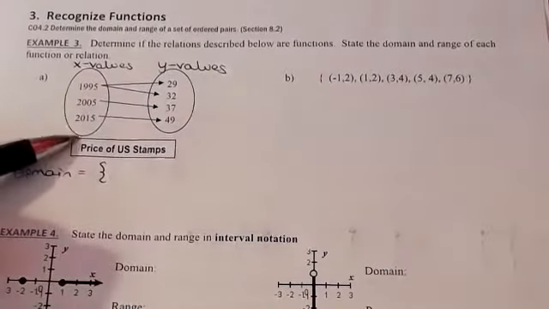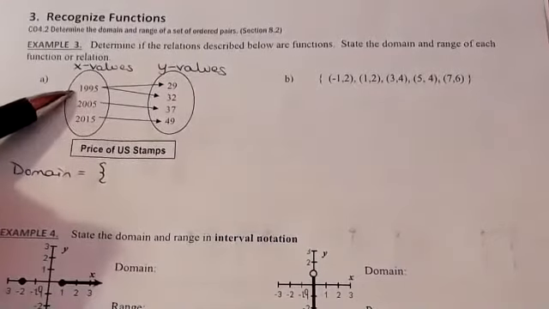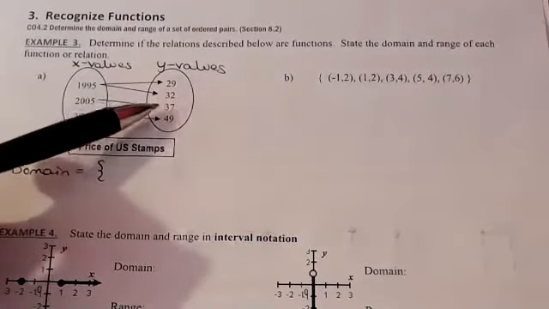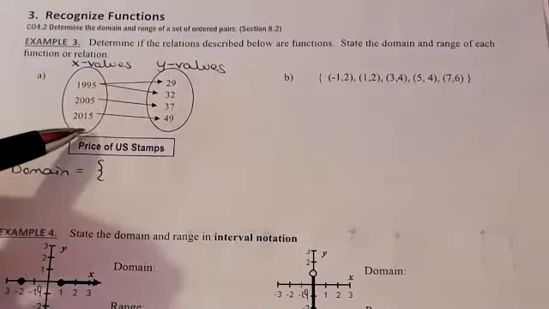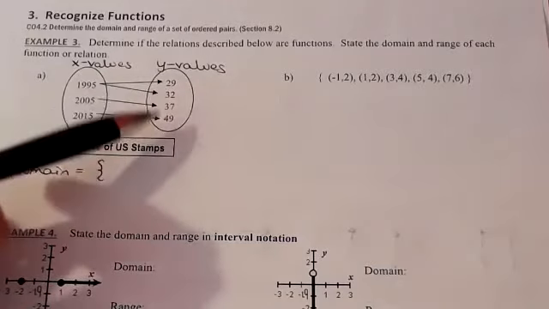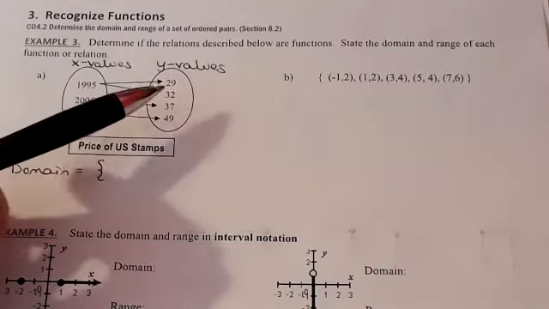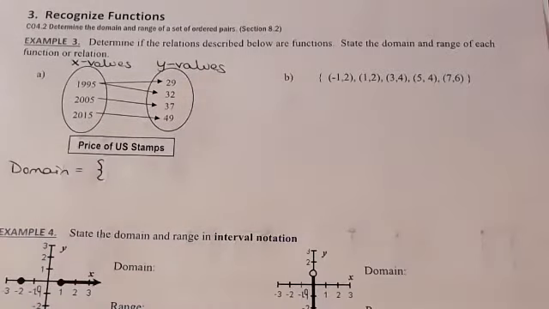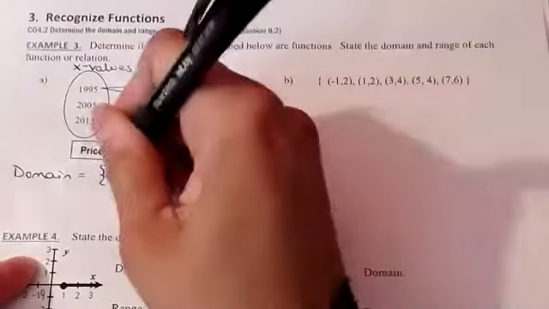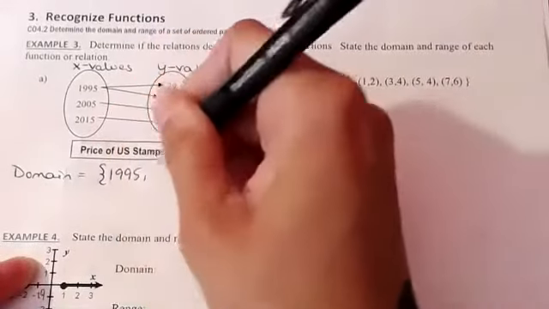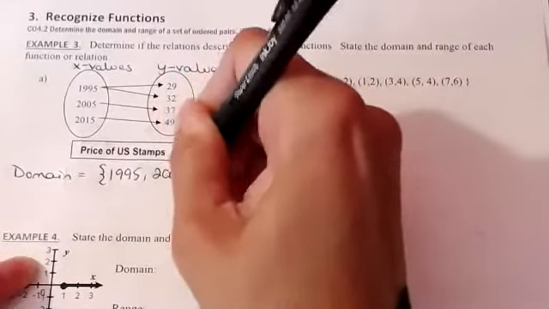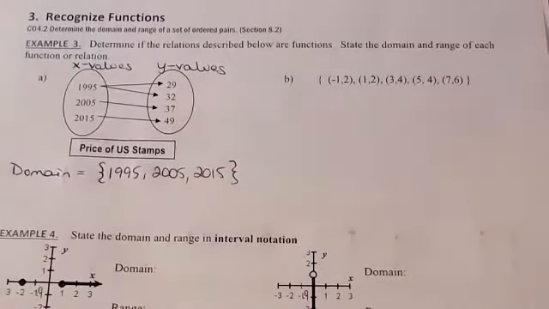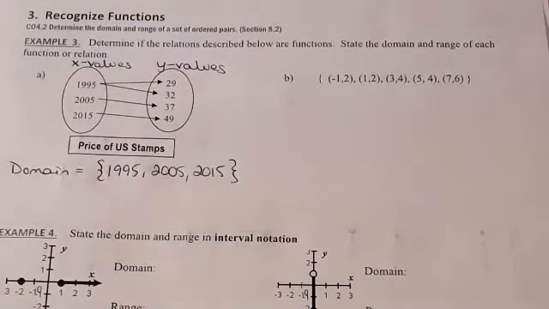I do want to make a comment that your domain, your input, your independent variable will always include time. You see that these are years. So 1995, 2005, and 2015, these are years. And these are the price of US stamps in those years, okay? Which we obviously recognize that these are cents, 29 cents, 32 cents, 37 cents, 49 cents. This is a reference to the US stamps. Your domain is just going to include all of your X values. So 1995, 2005, 2015. We will just list the values that represent the domain.